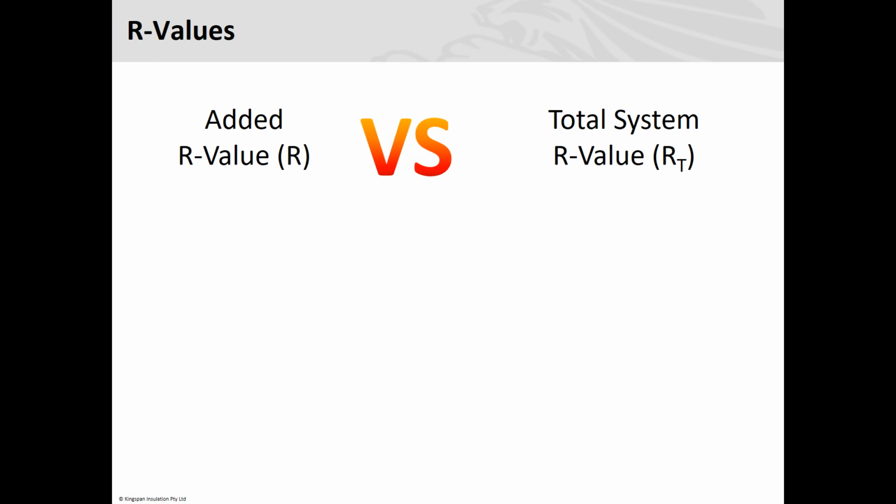There are two types of the way the R values are considered. If you're looking in the National Construction Code, they talk about roof systems and wall systems and floor systems needing to achieve a total R value.